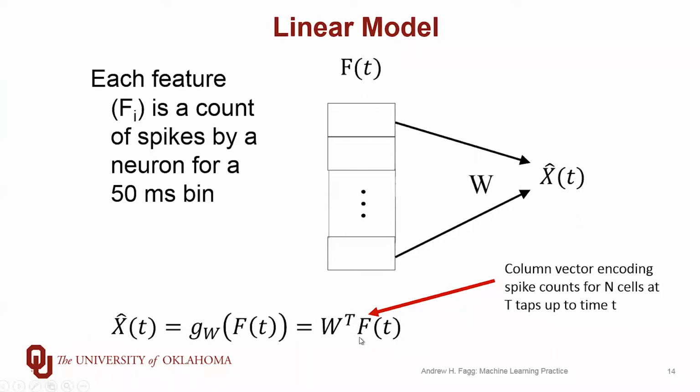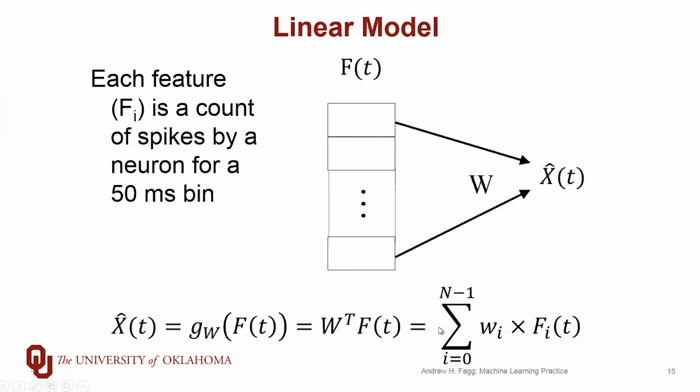So those of you who've had linear algebra, f and w here are both column vectors. So when we evaluate this, we end up with a scalar prediction that we're making out here. The scalar form of this model looks like this. So we're computing a weighted sum of all of those individual spike counts, where each neuron and time delay has its own parameter wi. So there are 1,000 of these wi's in this model. These two forms are equivalent to one another.